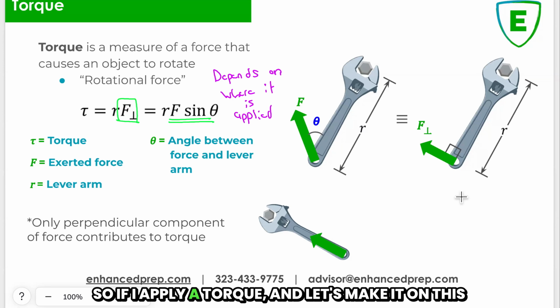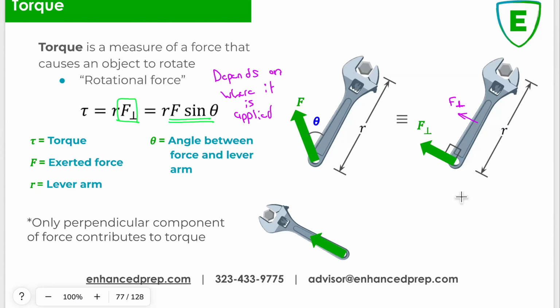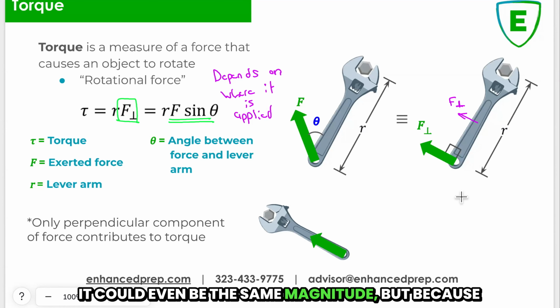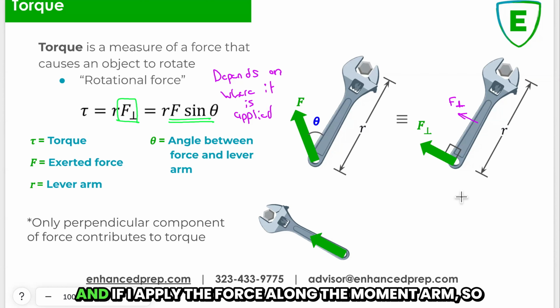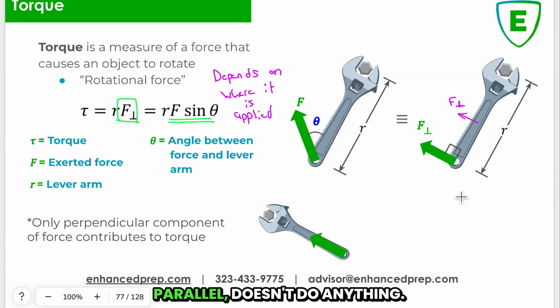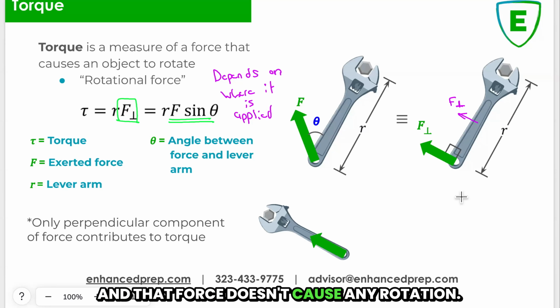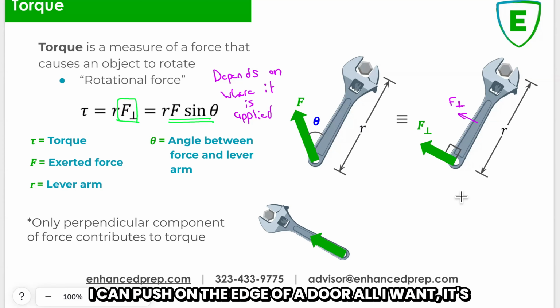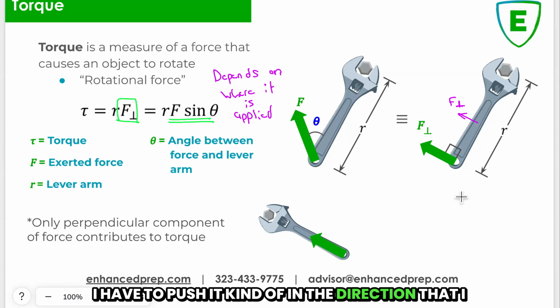So if I apply a torque, and let's make it on this picture. If I apply a torque halfway perpendicular, it's going to be a smaller torque. Okay. It could even be the same magnitude, but because it's halfway through, I get essentially half the torque I had before. And if I apply the force along the moment arm, so parallel, doesn't do anything. Why? Because again, torques are responsible for rotation, and that force doesn't cause any rotation. I can push on the edge of a door all I want. It's not going to make the door rotate.